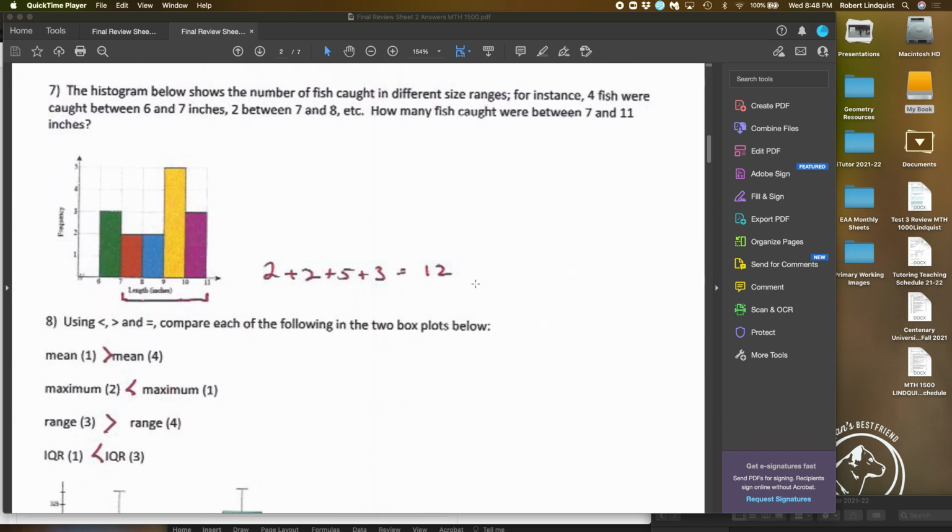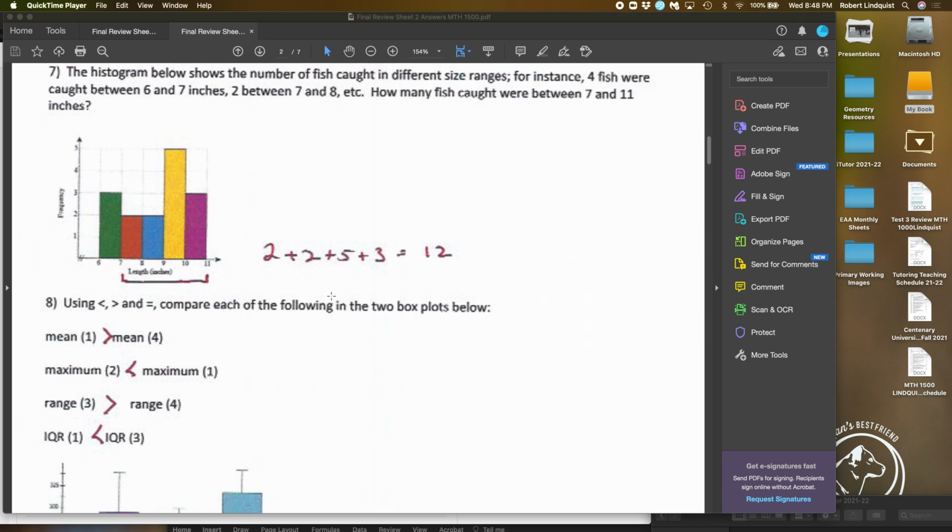Number 7, histogram below shows the number of fish caught in different size ranges. We want to know how many fish were caught between 7 and 11 inches. So from 7 to 8 is 2, 8 to 9 is 2, 9 to 10 is 5, and 10 to 11 is 3. So I add those up, 2, 2, 5, 3, and I come up with 12.